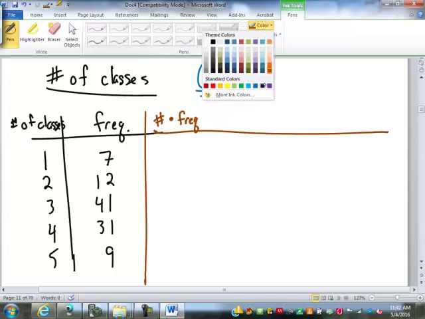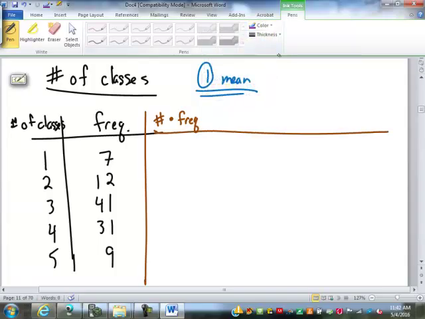And why are we going to do that? Well, because the first step in finding the mean is to add them up, to sum the numbers. To sum them up, you have to add each individual value up. To do that with grouped data, there's 7 ones. So 1 times 7 gives us 7. If you added those all up, you'd have a total of 7. There are 12 2s here. So 2 times 12 is 24.